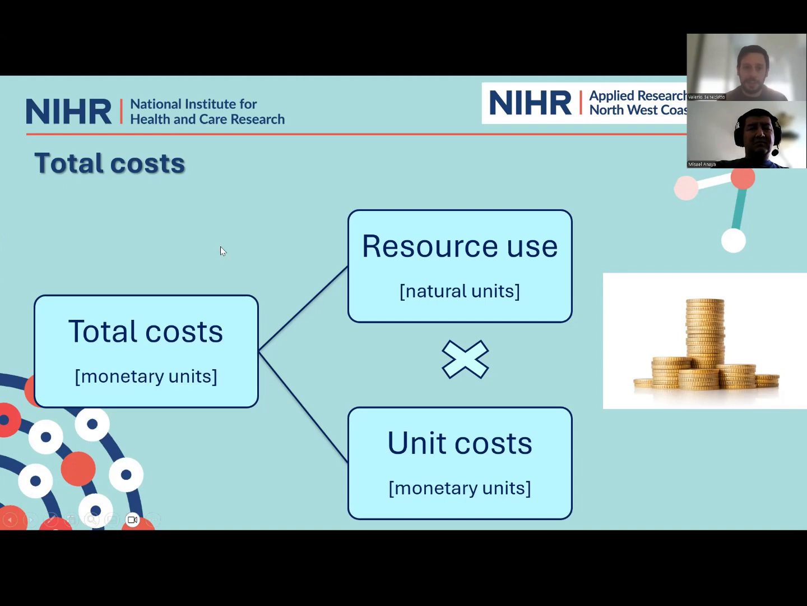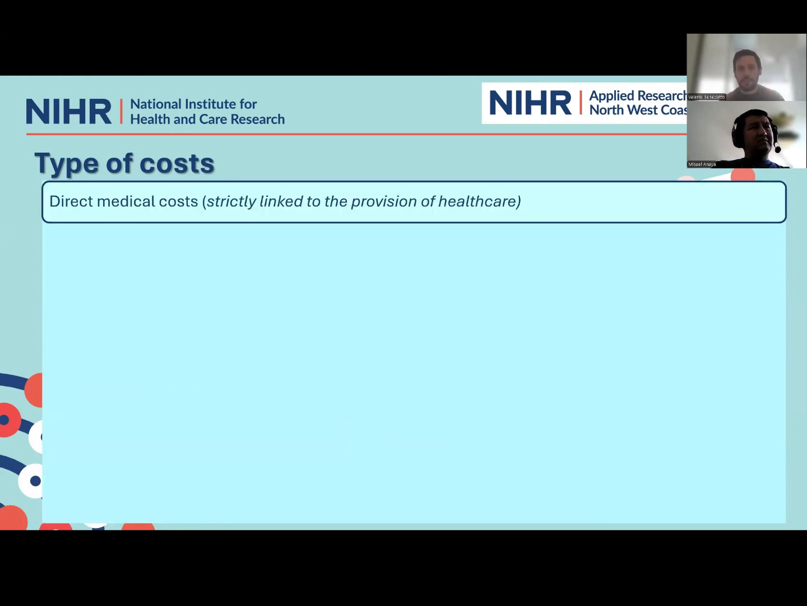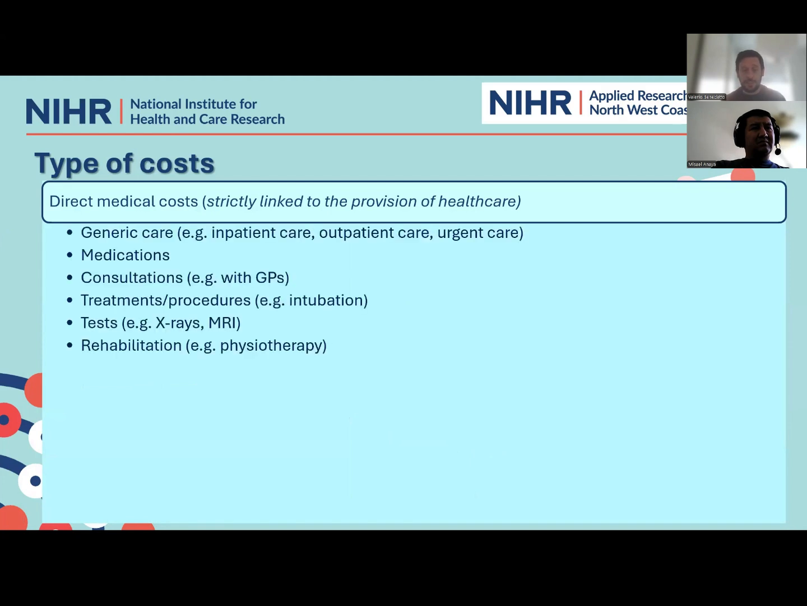Now, let's have a look at what type of costs we typically consider in health economic evaluations. Typically, we have direct medical costs. Direct medical costs are really those that are strictly linked to the provision of healthcare. Here, you can see a few examples, for example, generic care, medication, and consultation. And for each of these, again, it's important we think in natural units. So, for example, X number of medications, X minutes with the GP, X number of treatments or procedures, and so on.